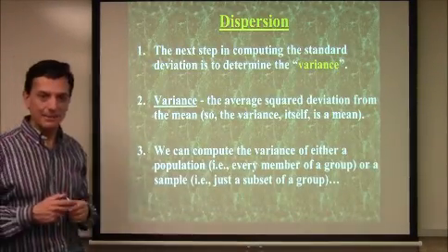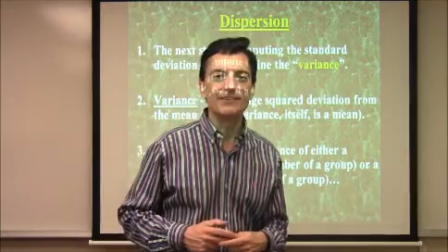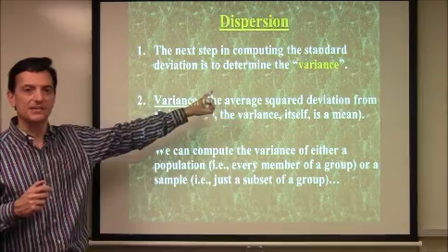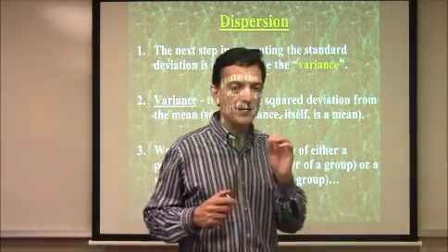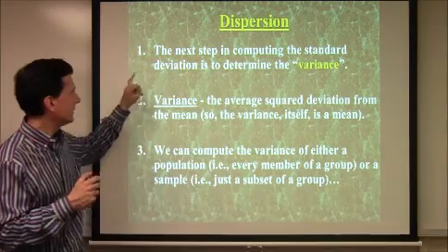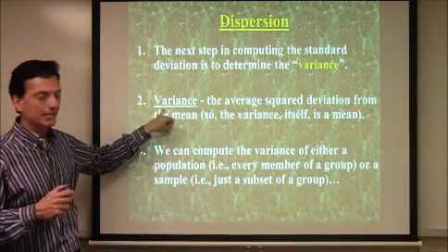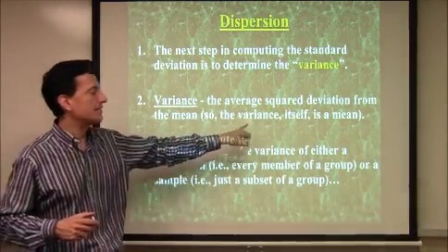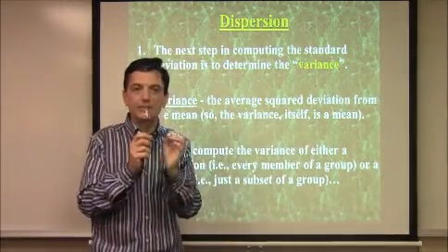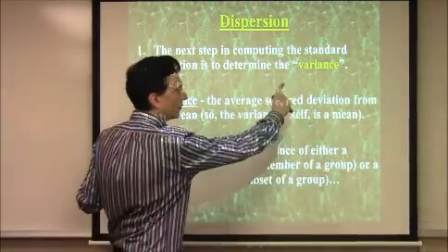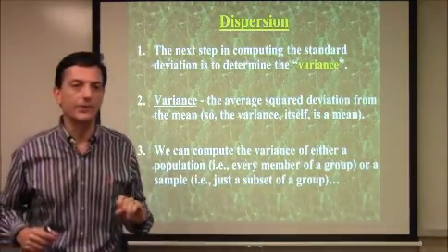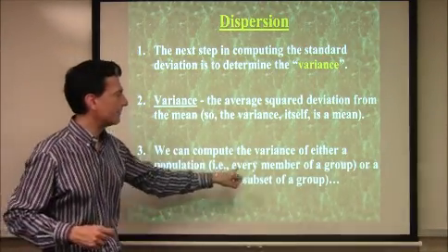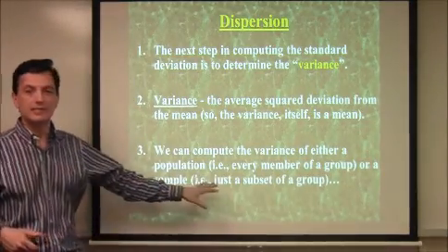Our next step in our quest to get to the standard deviation is to do something with that sums of squares and create a brand new term called the variance. Now you've heard variance in everyday life, but we define it here to be something really quite particular. The variance is defined as the average squared deviation from the mean. So the variance itself is kind of like a mean because we're taking an average of all those squared deviations that we had on the right-hand side of our table just a moment ago. We can compute the variance of either a population, every member of a group, or of a sample, just a subset of the group.